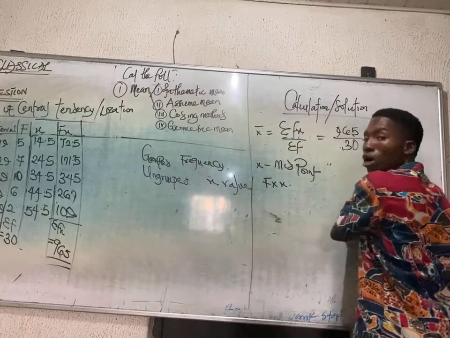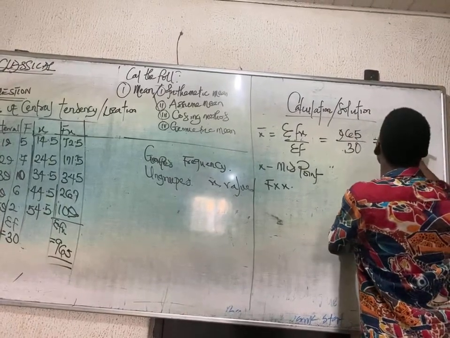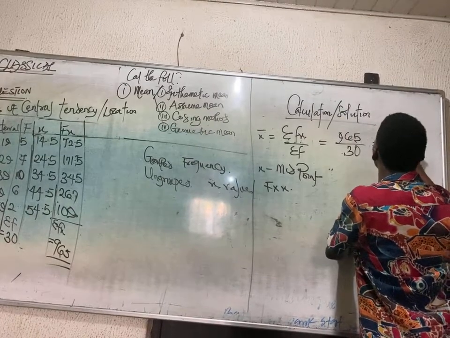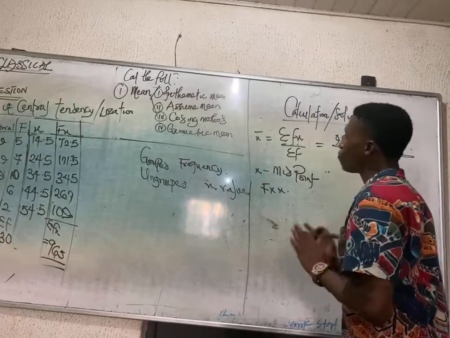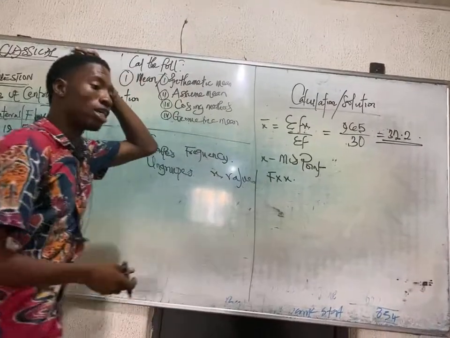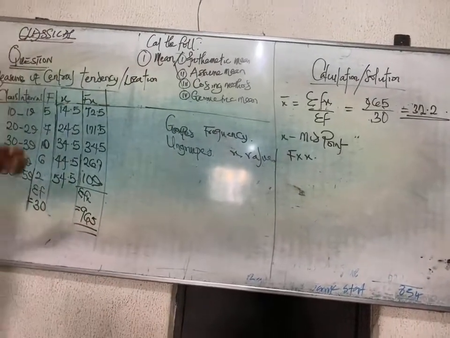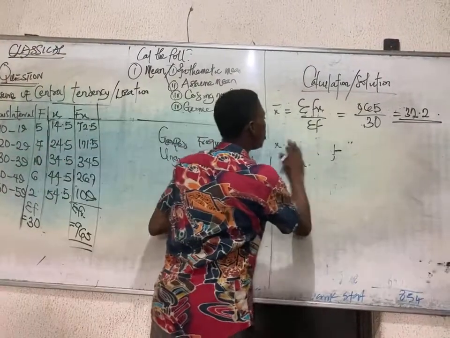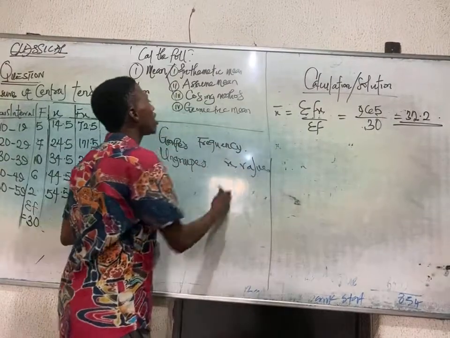32 points what? 17. So approximately 32 points 2. So that's the first thing that we have calculated. That's the first one. Now let's proceed. Let us proceed to the second one. And the second one is what?